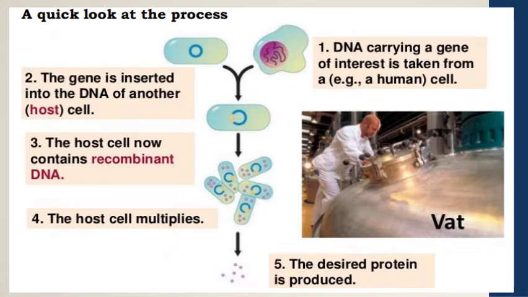A quick look at the process. Number 1. DNA carrying a gene of interest is taken from a cell. Number 2. The gene is inserted into the DNA of another cell. 3. The host cell now contains recombinant DNA. 4. The host cell multiplies. And 5. The desired protein is produced.